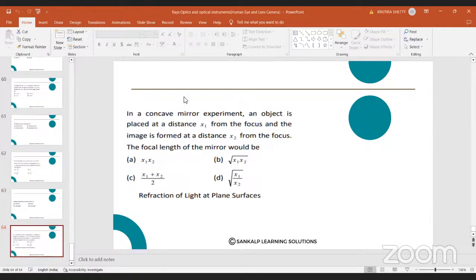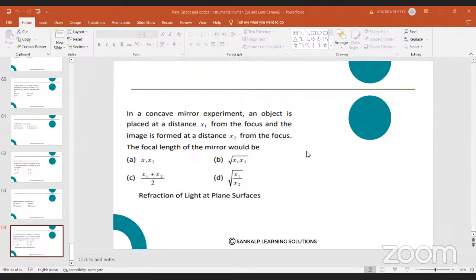Then the last question here. After that, the previous year questions we will discuss. Look, a concave mirror experiment. In a concave mirror experiment, an object is placed at a distance x1 from the focus, and the image is formed at a distance of x2 from the focus. So from the focus, the object and the image are at a distance of x1, x2. The focal length of the mirror would be? How to do this one?